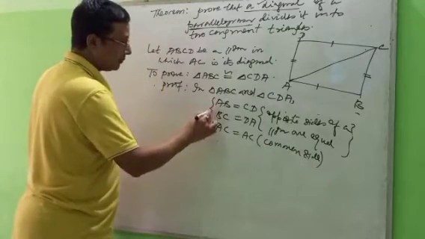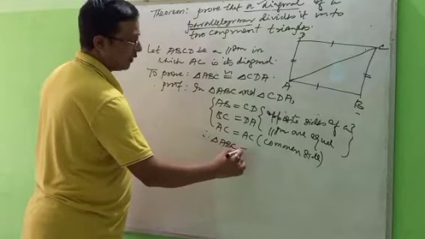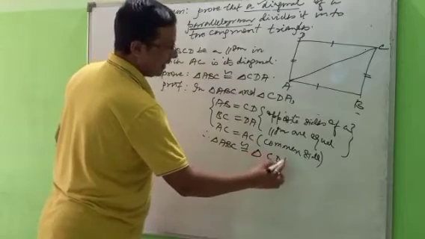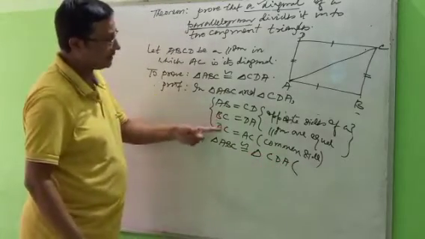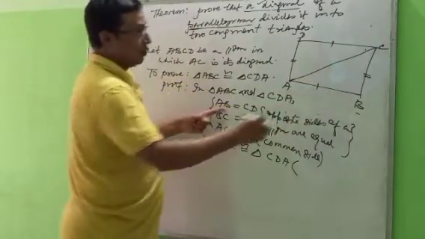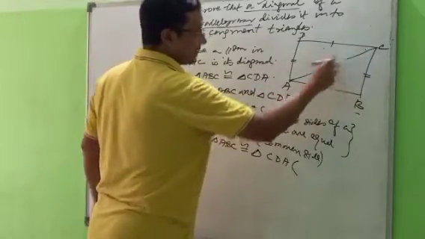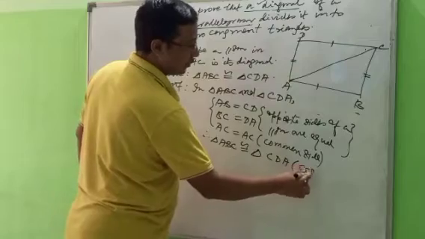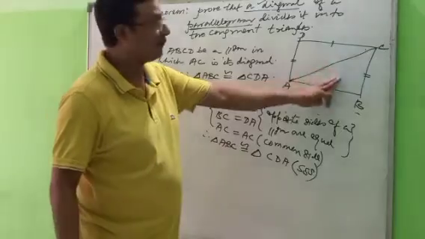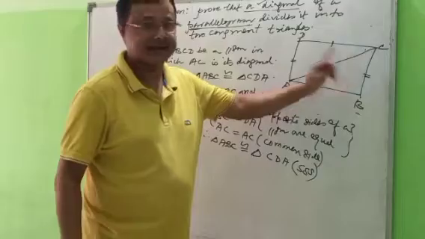So you have got the three conditions. Therefore, triangle ABC is congruent to triangle CDA by side-side-side. You took the side AB, the side BC, and the side AC. So the two triangles are congruent. Hence it is proved. This theorem can also be proved by angle-side-angle, or by AAS.